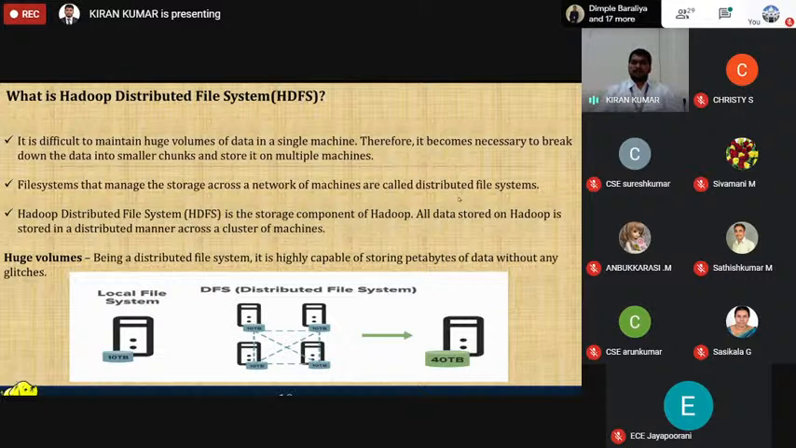So I have a huge amount of data. I have a 1000 node cluster. All the 1000 nodes in the cluster are across the network. They are connected to each other and performing these Hadoop operations. So we call it a distributed file system.